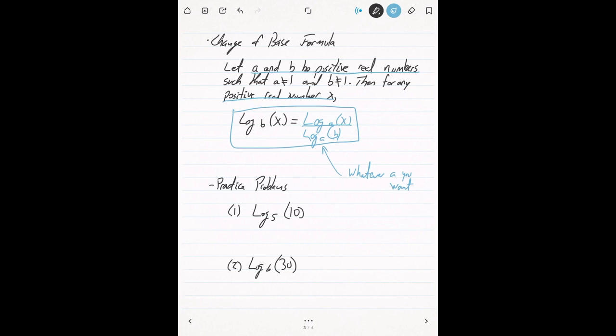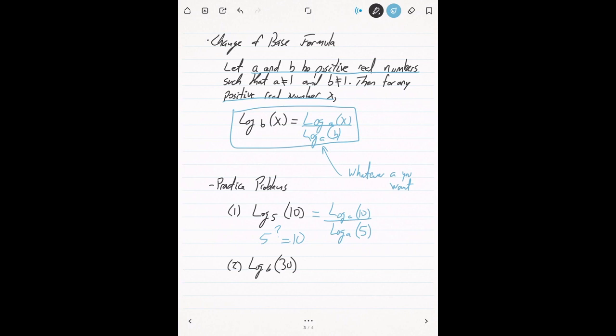Well, let's take a look at this practice problem here. Log base 5 of 10. I'm basically saying 5 to what power gets me 10? Oh boy, well that's going to be difficult to figure out. What I can do here is rewrite this to be log base a of 10 over log base a of 5. And a here, I can choose to be any number I want. And you might say to yourself, well, how is that helpful?